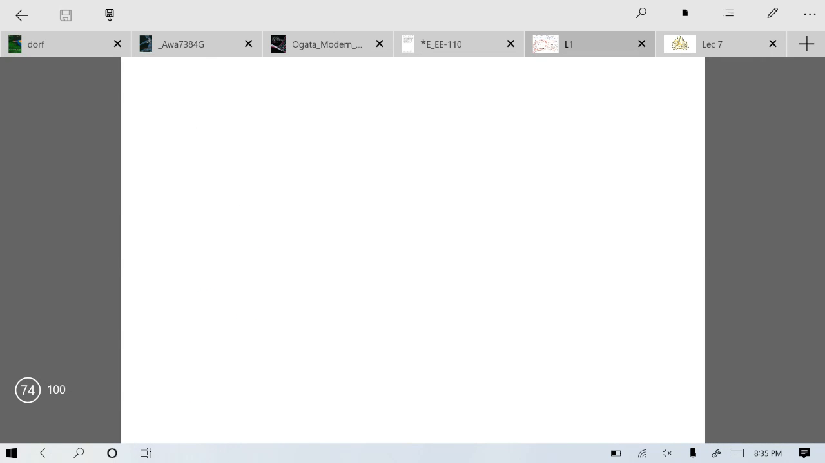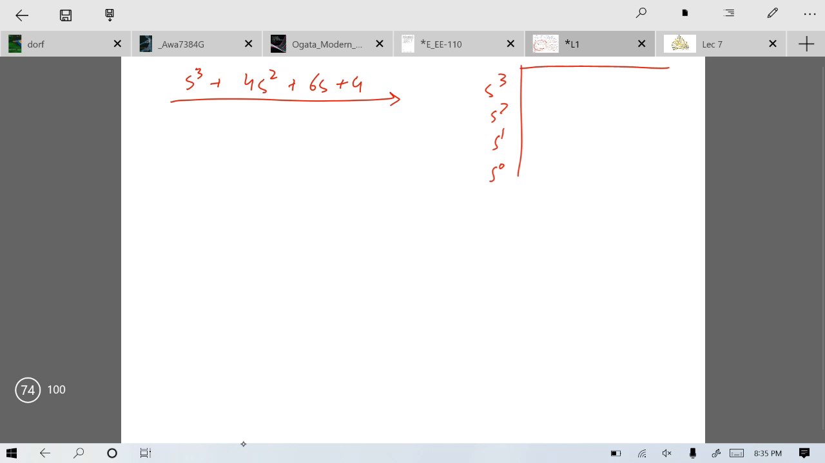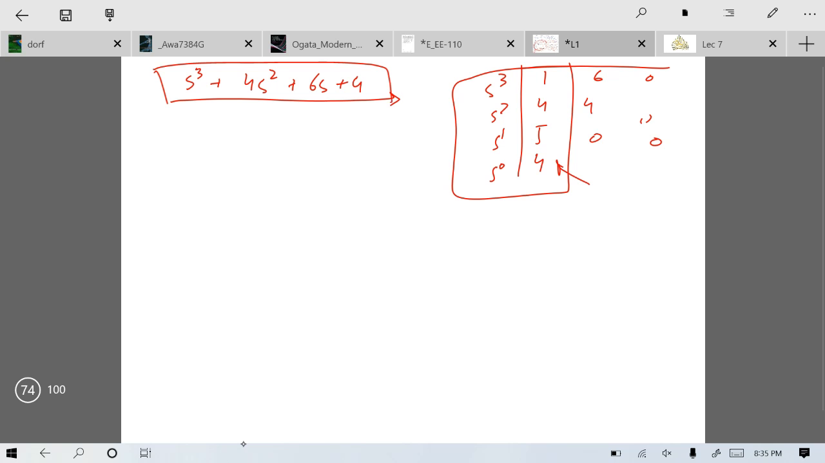Example. Let's take a simple example, s cubed plus 4s squared plus 6s plus 4. If you find its Routh array, it will be s^3, s^2, s^1, s^0, with the rows 1, 6; 4, 4; 5, 0; and 4. It is a stable system. There is no sign change in the first column of the Routh array, so this system is a stable system.